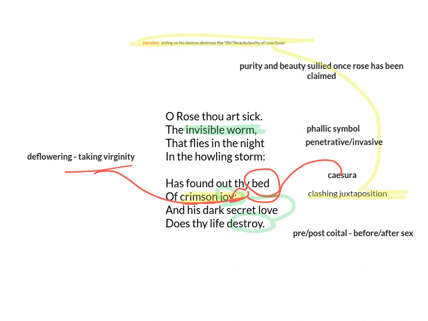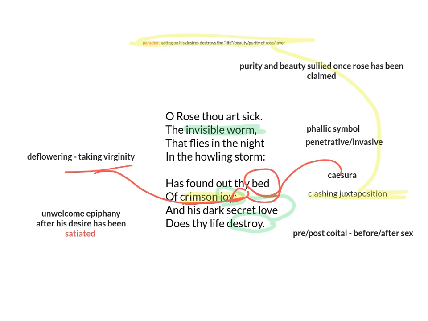Everything prior to this caesura has been pursue the rose, claim the rose, satisfy my desire. Then there's the pause, and there might be the awful moment of epiphany where his dark secret life does thy life destroy. So there's a very unwelcome outcome, or one that maybe has not been considered until after desire has been satiated or satisfied. So an interesting moment there in terms of the flow of the line with that caesura.